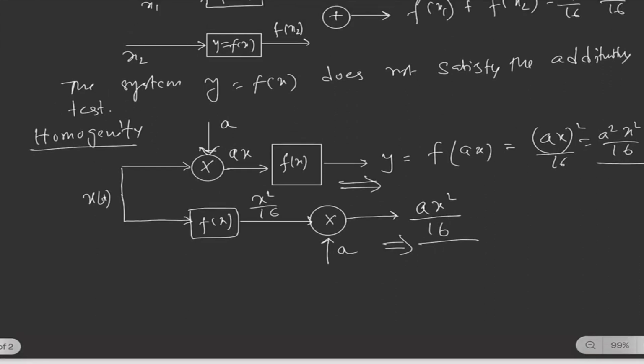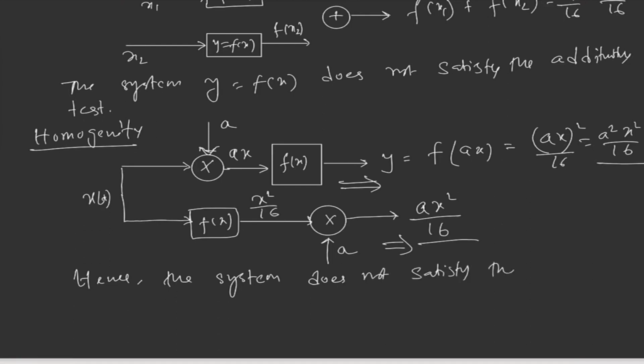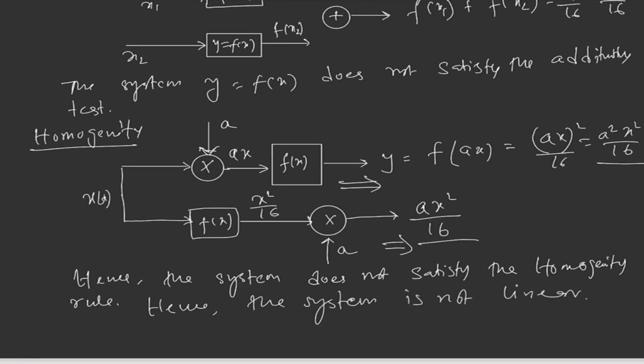So we can say, hence, the system does not satisfy the homogeneity, hence the system is not linear. So both the conditions are not satisfied. I mean, the system does not follow both the homogeneity test and the additivity test. So hence the system is not linear.